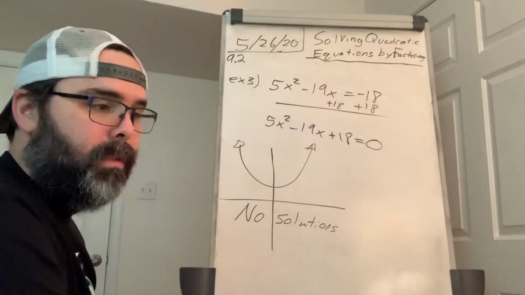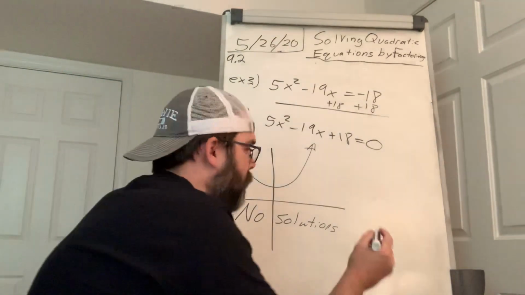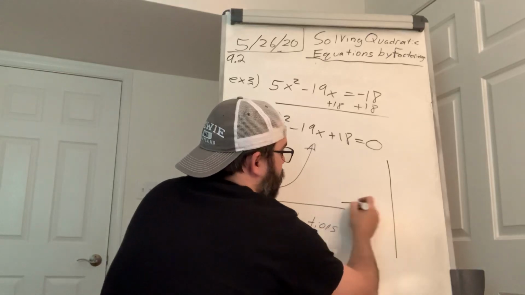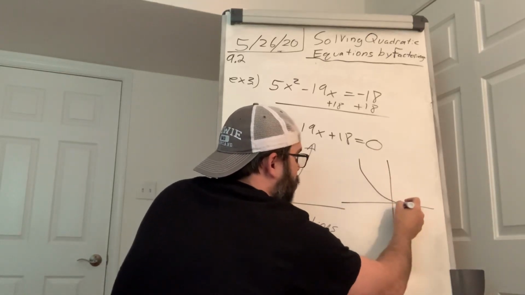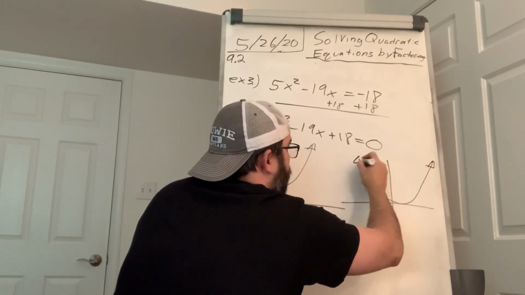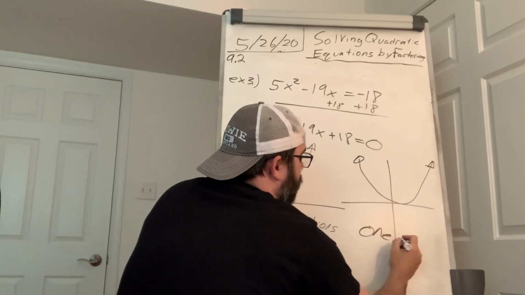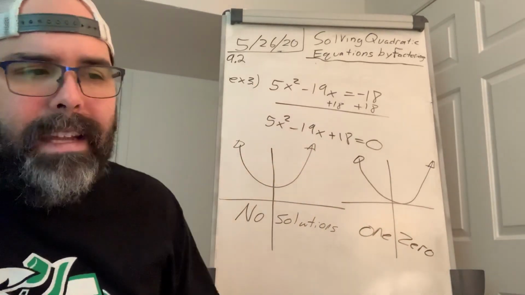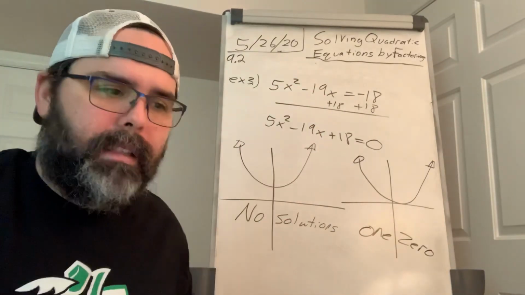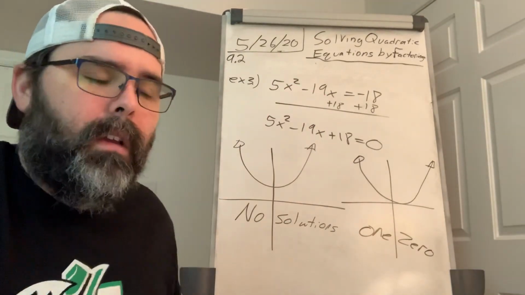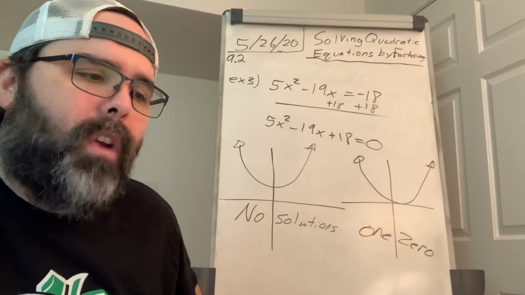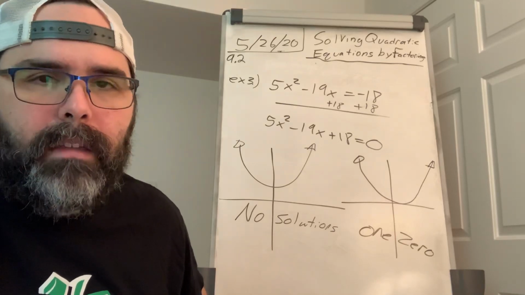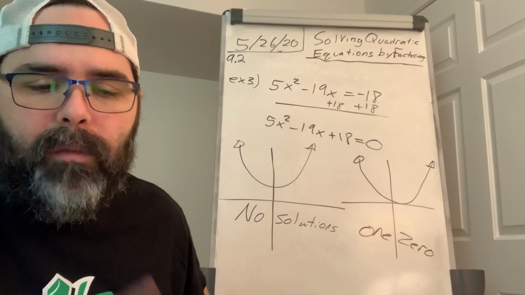It's also possible that there's going to be one solution. When there's one solution, what does it look like? Well, it looks like this. It's when the line just barely touches the x-axis in one point. It means when the vertex is on the x-axis. That is when we have one solution.